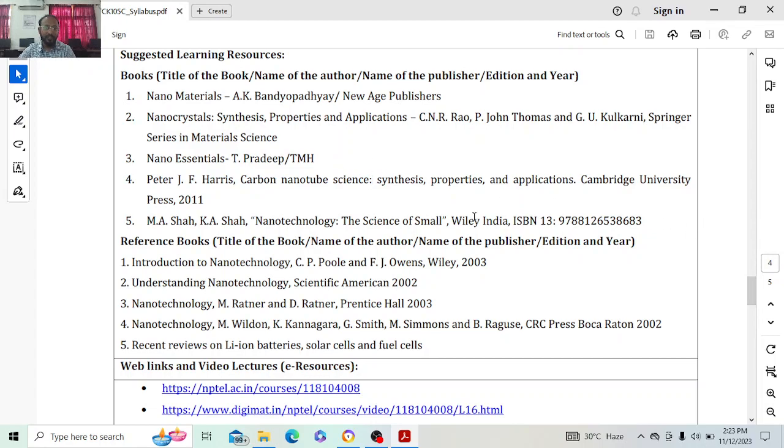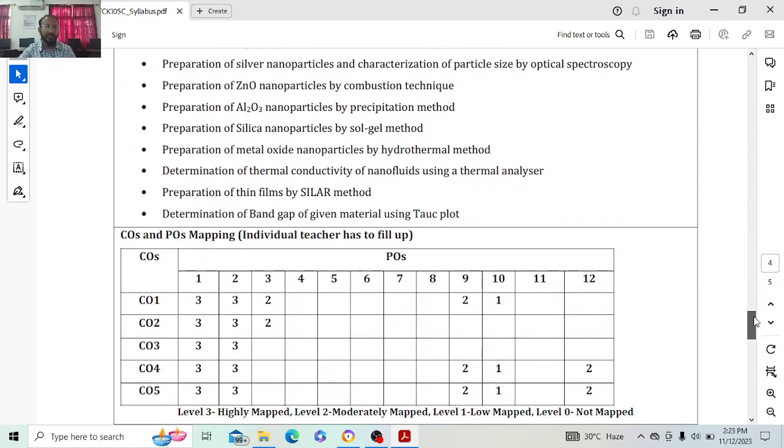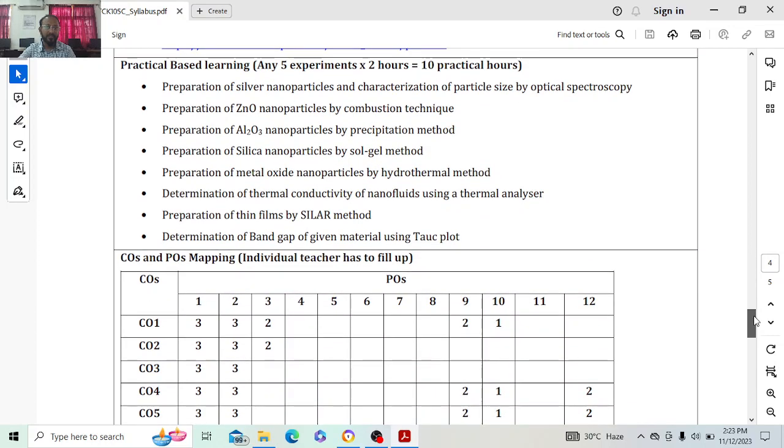And we are having the other books also. We can just go through Wiley books, solar cells and all. And these are some of the links they have given here. And then practical based learning. Okay, so that's how you are going to study based on the practical.